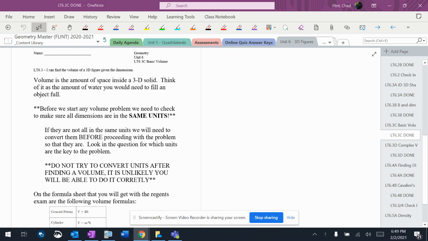Now the good news is we don't really have to figure out whether to do surface area or volume. Now it's just volume, so we don't have to think about which one to do. But that's the thing to think about: you're filling it up full of water, how much water will fit in there. Okay, so a couple of tips as we go through here.